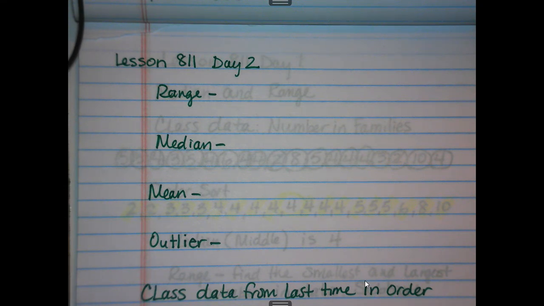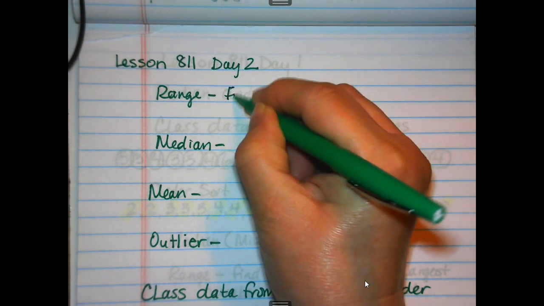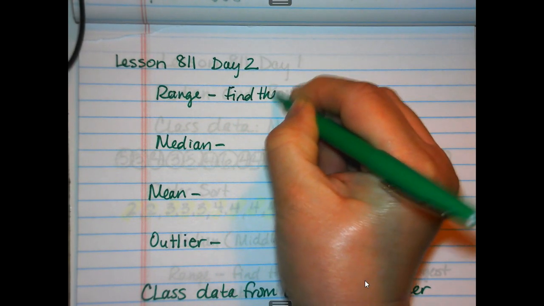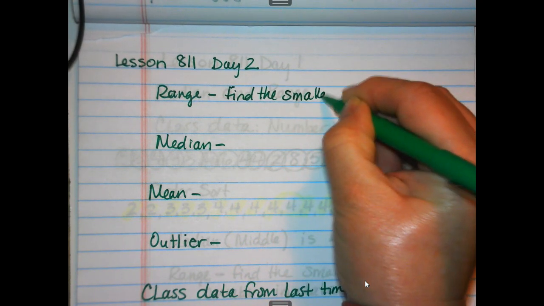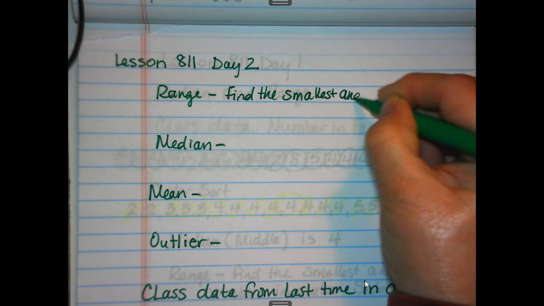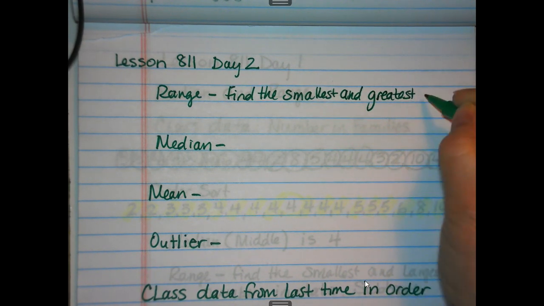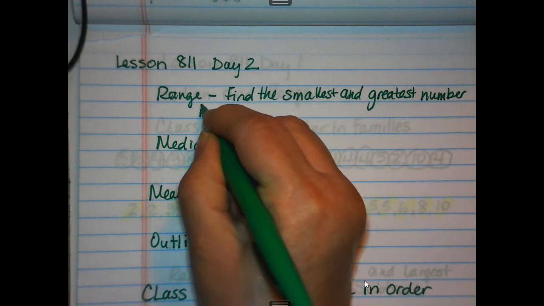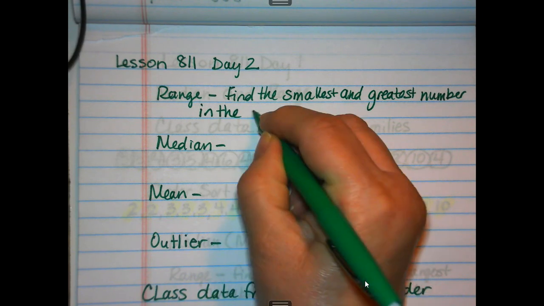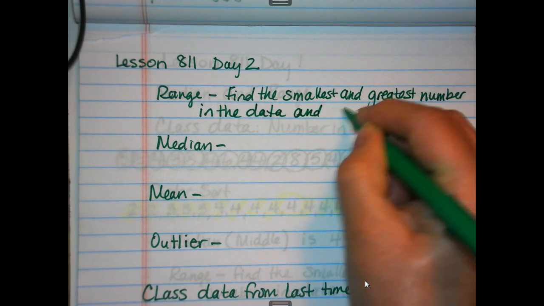Refreshing your memory. Range is find the smallest and greatest number in the data and subtract.